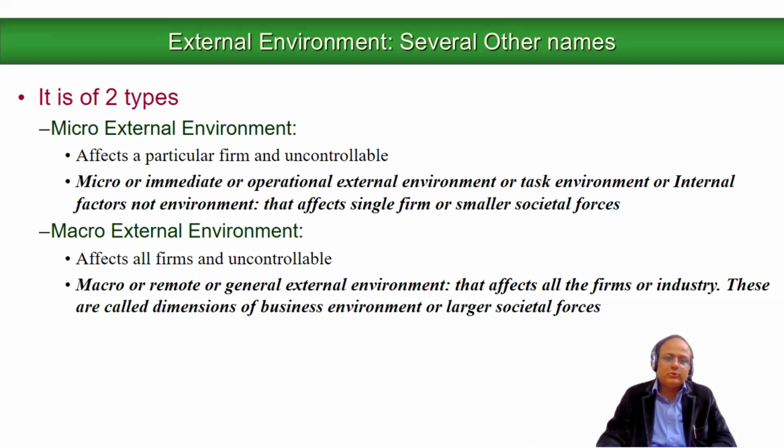So there are different names by which micro and macro external environments are called. Micro is also known as the immediate environment, operational external environment, task environment, internal factors, not environment, that affect a single firm or smaller societal forces. Whereas the macro is also known as the remote environment, general external environment that affects all firms or industries. These are called dimensions of business environment or larger societal forces.